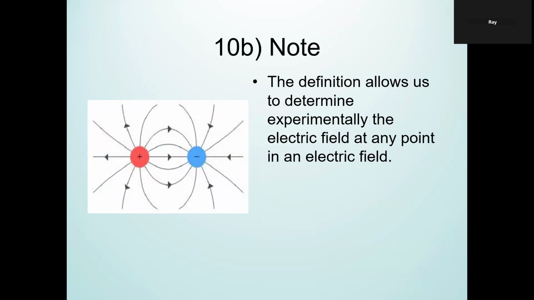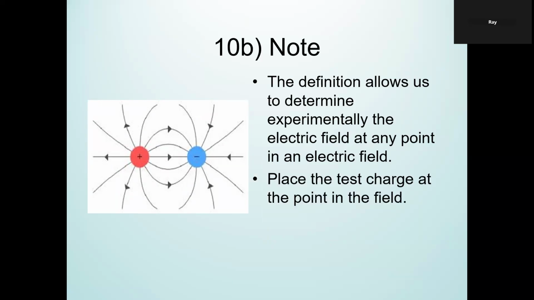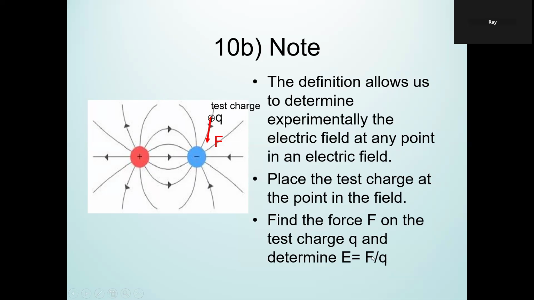The next definition allows us to determine experimentally the electric field at any point in an electric field. All we need to do is place a test charge at the point of interest. Like here, place a test charge here, find the force, and then use the formula, force divided by charge. Now for these two charges, the field due to these two charges, you put a small test charge q there and find the force on the test charge.